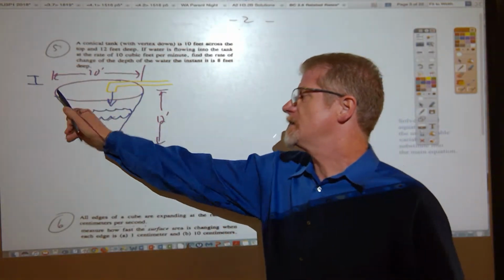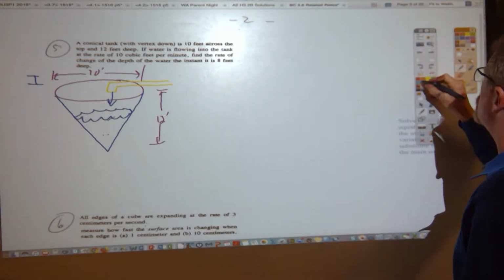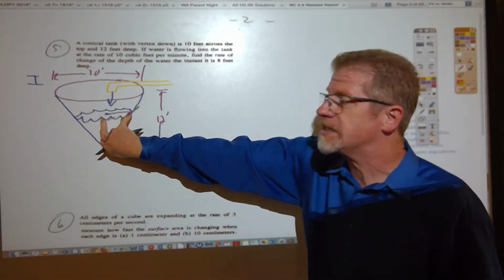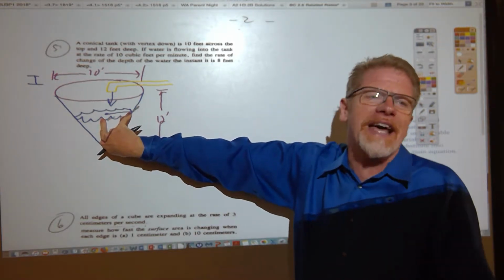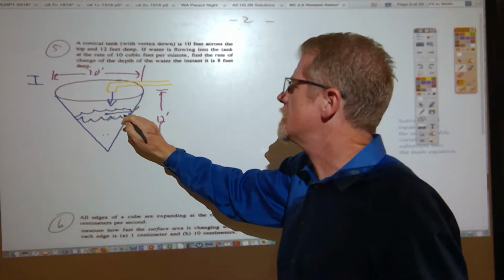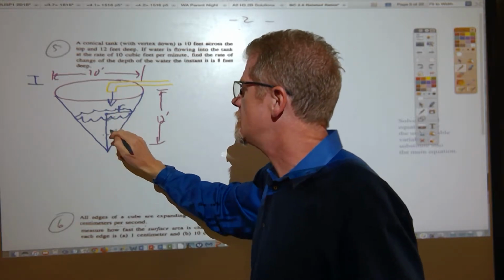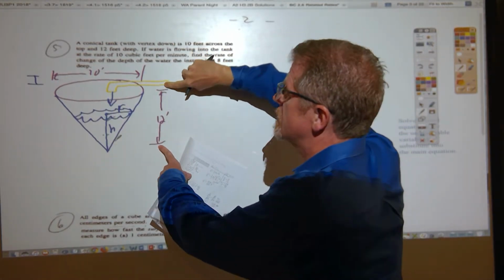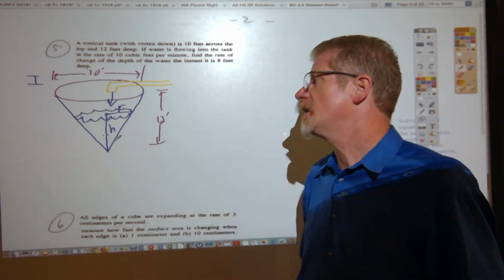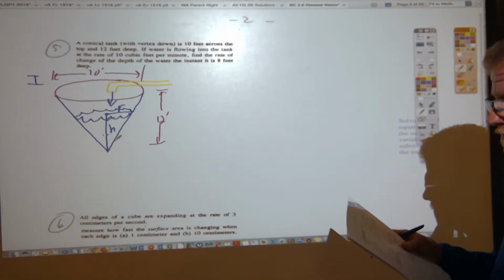The cone that represents the tank has a radius of 5 feet. The cone of water has a variable radius. Instead of taking all the time to write the word let, like let R represent the radius of the water, I'm going to put an R here and an H. The height of the tank is 12 feet, but the height of the cone of water is variable. So we're going to put the letter H there. There's two separate cones.